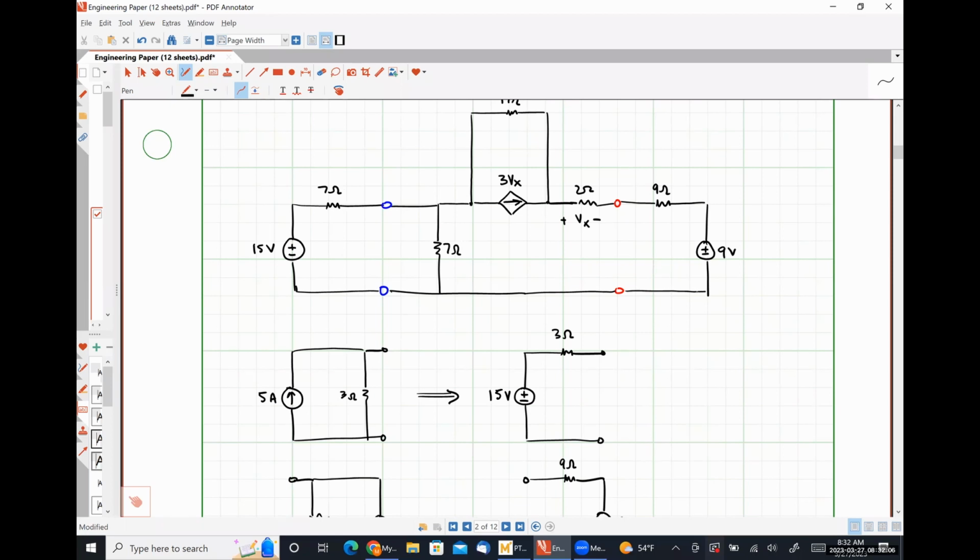What else can I do? I'm not going to add the 2 and the 9 together because our voltage Vx that we're trying to find is defined as the voltage drop over that 2 ohm resistor. As soon as I get rid of that 2 ohm resistor, the voltage drop Vx is no longer a thing. Because that's controlling a dependent source, I need to leave that one alone. Okay.